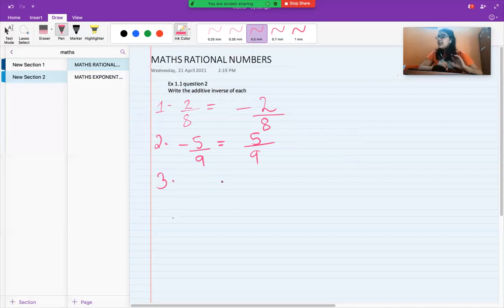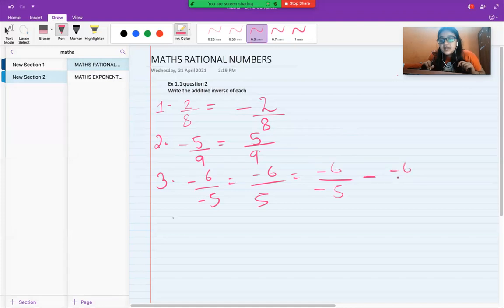Third, we are taking minus 6 by minus 5, which is equal to 6 by 5. How? Minus 6 by minus 5: minus by minus is plus, so the additive inverse will be minus 6 by 5. So the answer is this.